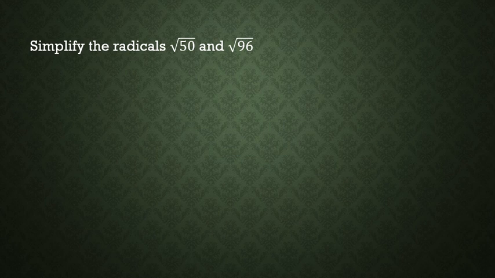So if I look here at the first sample, the square root of 50, I want some number such that if I multiply it by some other number, I get 50, and one of these numbers is a perfect square. Well, I know that 50 is 25 times 2, and I know that 25 is a perfect square, because 5 times 5 gives me 25.